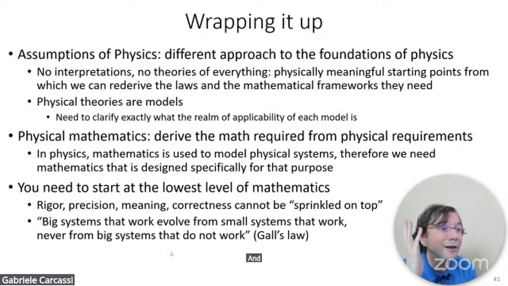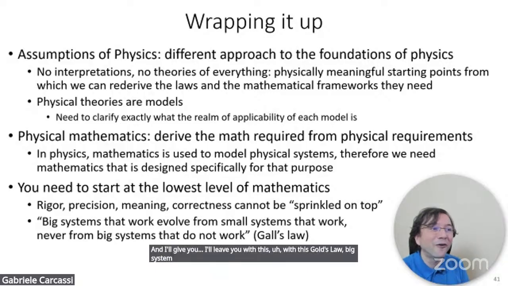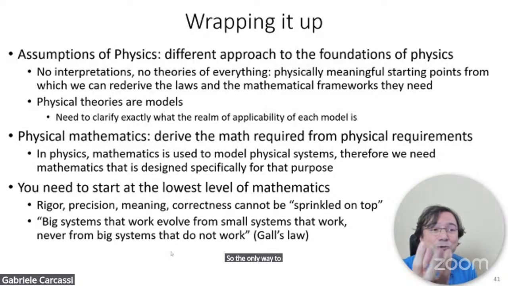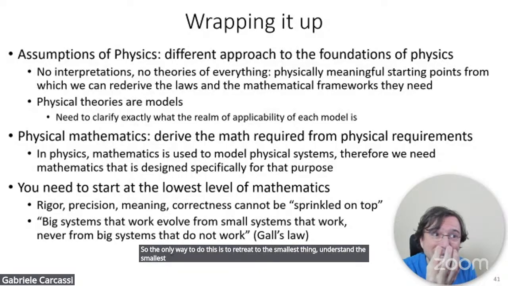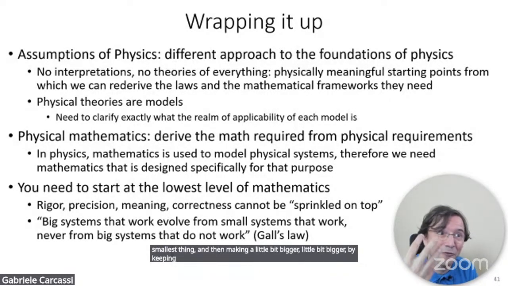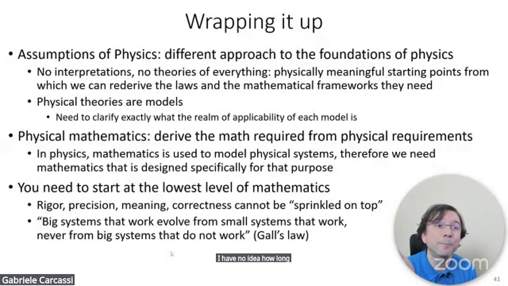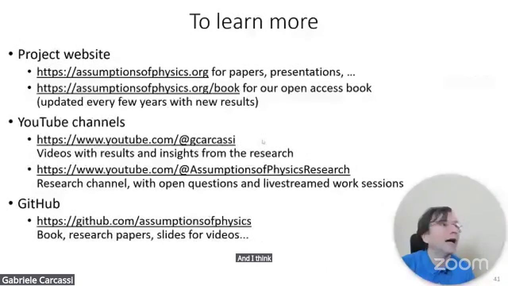And I'll leave you with Gall's law: big systems that work evolve from small systems that work. They never come from big systems that do not work. So the only way to do this is to retreat to the smallest thing, understand the smallest thing, and then make it a little bit bigger while keeping this full understanding. I have no idea how long it's going to take, but this is the only way to do it. And I think I am done.